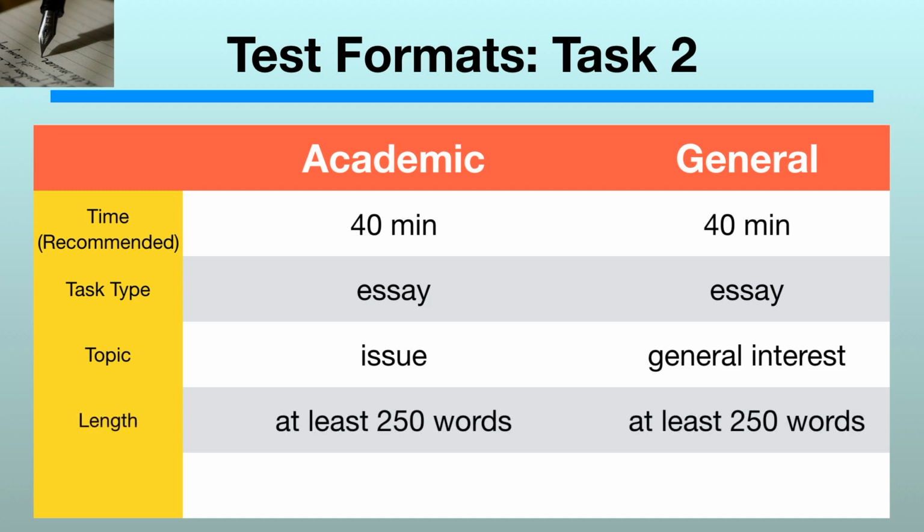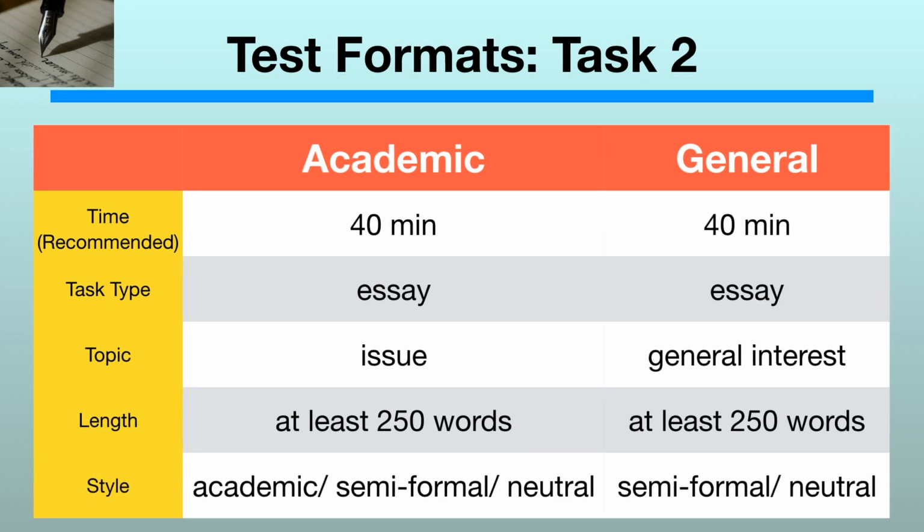Whether you take the academic or general, the word requirement is still 250, and you need to write in a style that is neutral, at least semi-formal. You can't write in a style as if you are writing to a friend or family member.